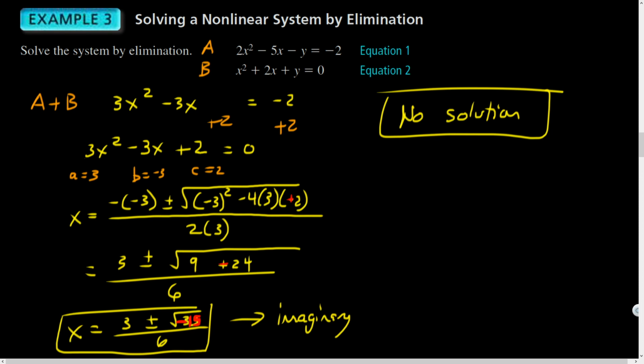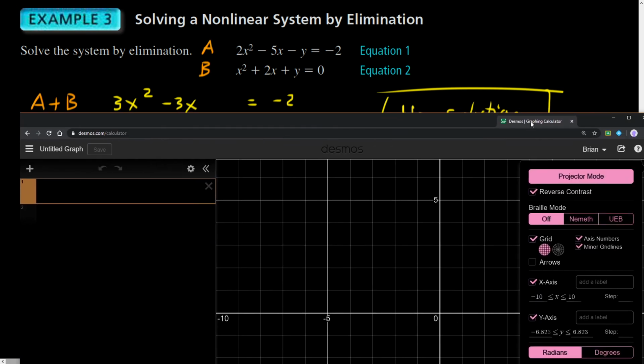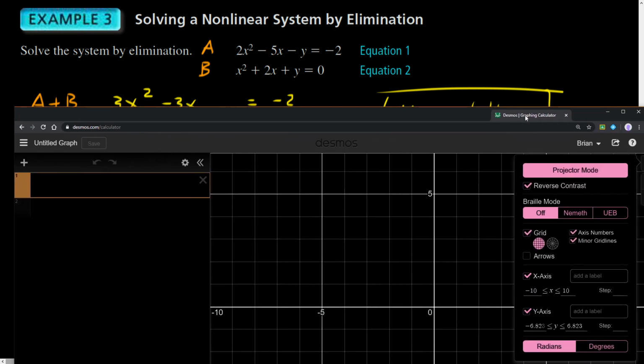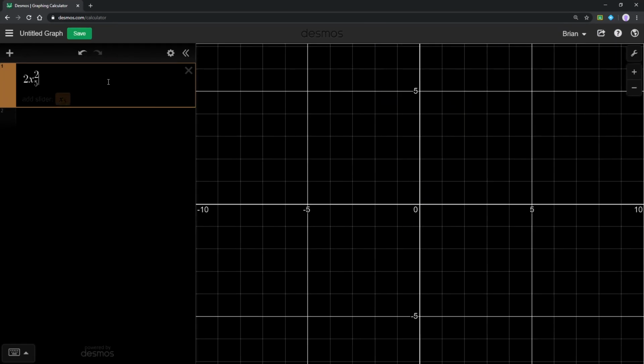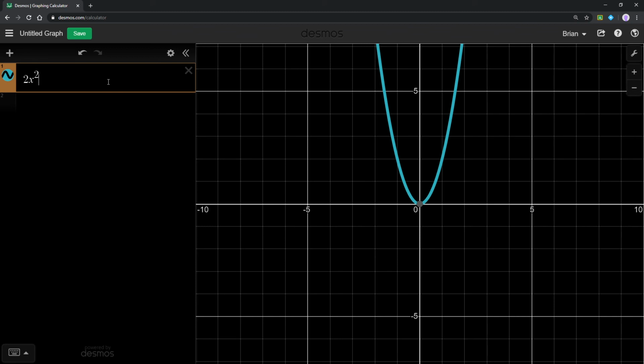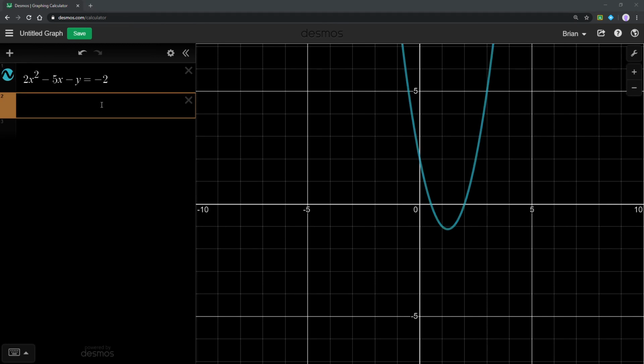Actually, let me just show you visually what's going on here. I'm opening up a Desmos. Let's reverse contrast. Boom. Projector mode. Bam. 2x squared minus 5x minus y equals -2. You get one parabola.